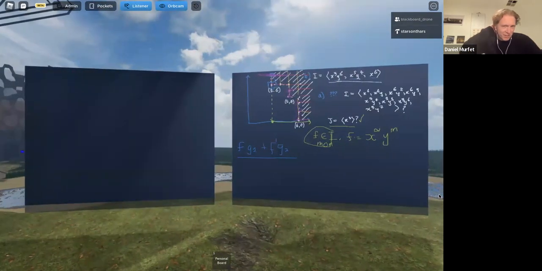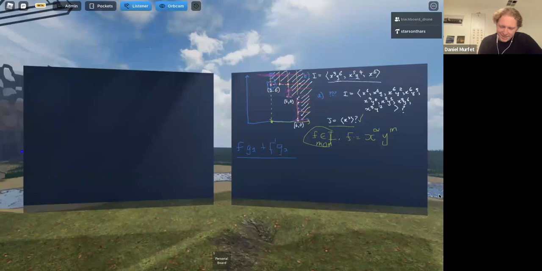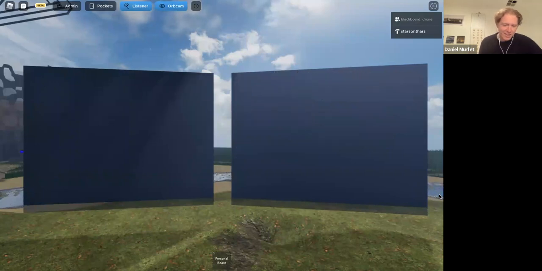We're teaching an introductory algebraic geometry class in this kind of game environment at the moment. So there's some students doing exercises there.